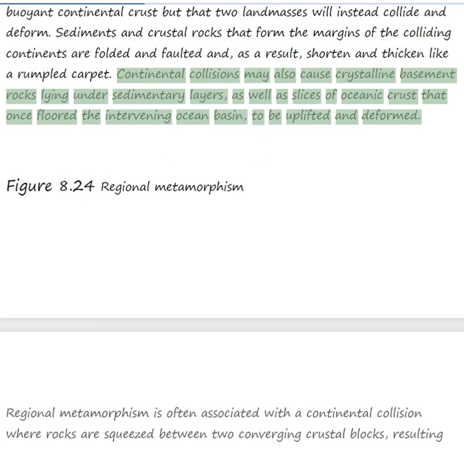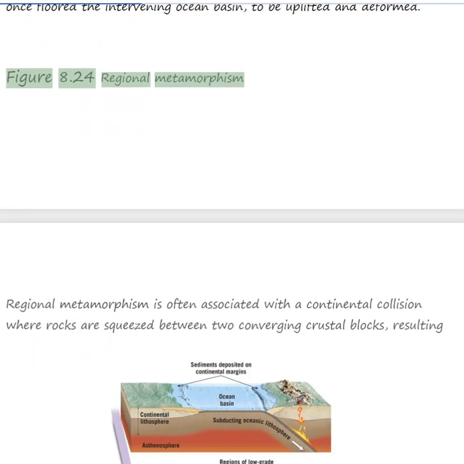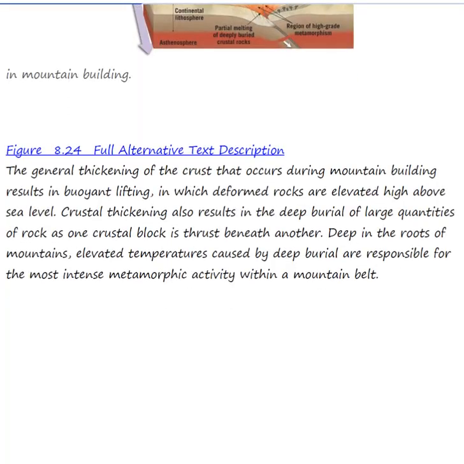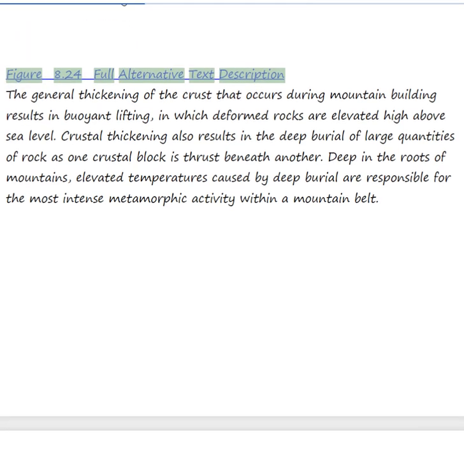Continental collisions may also cause crystalline basement rocks lying under sedimentary layers, as well as slices of oceanic crust that once floored the intervening ocean basin, to be uplifted and deformed. Figure 8.24 Regional Metamorphism. Regional metamorphism is often associated with a continental collision where rocks are squeezed between two converging crustal blocks, resulting in mountain building.